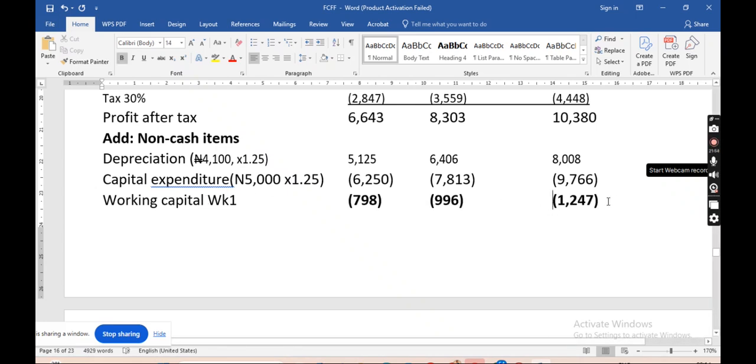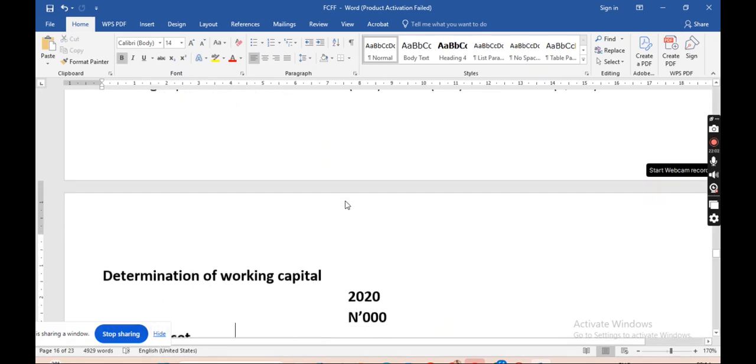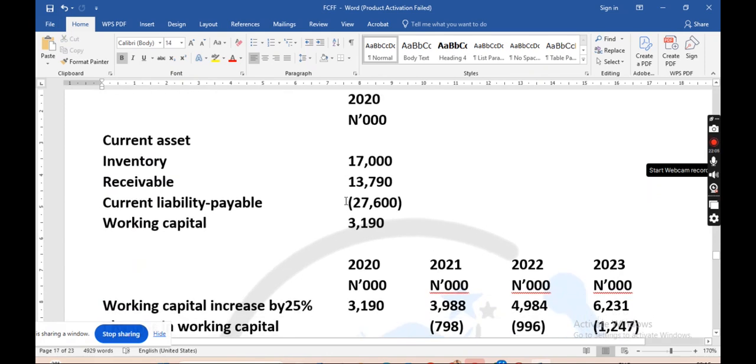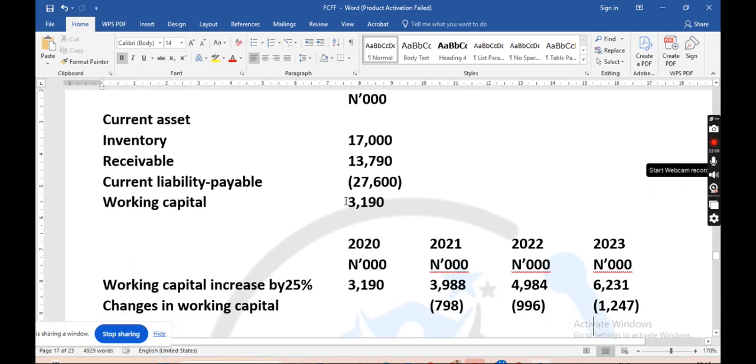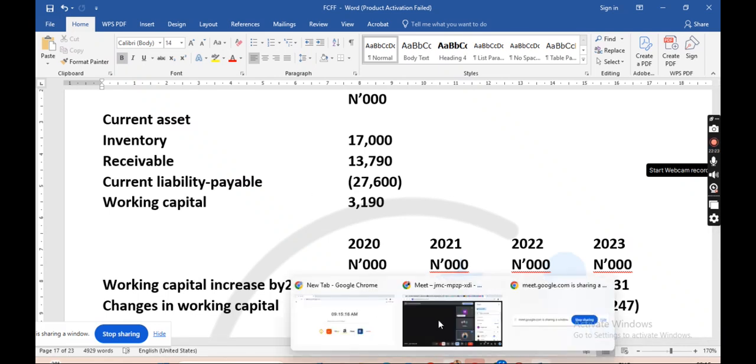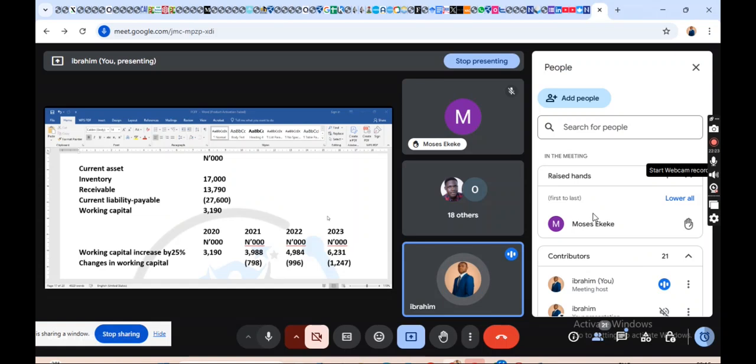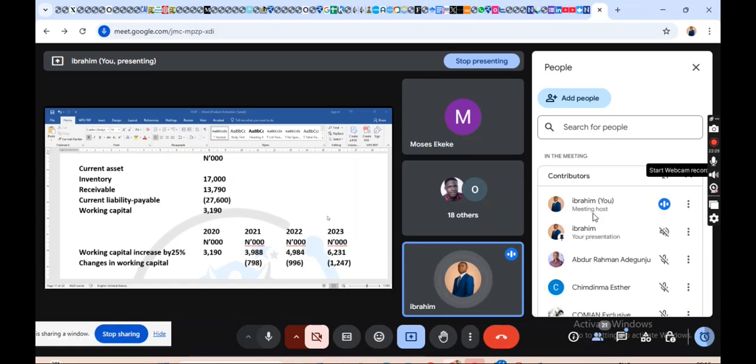Mr. Moses. Yes, sorry, sir. Good morning once again. I was thinking that at the last year of working capital, we have to recoup and not just the changes. I thought we are going to recoup the whole working capital at the last year of the project. Okay, is it a project we are doing? First, let's establish that. This is not a project. We are valuing a business.